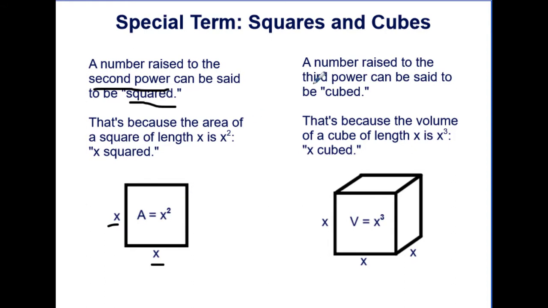And a number raised to the third power can be said to be cubed for the same concept, where the volume of a cube of length x is x to the third. x times x times x is x to the third. So we can say x cubed. Just another way of saying an exponent of 2 or 3 as squared and cubed.